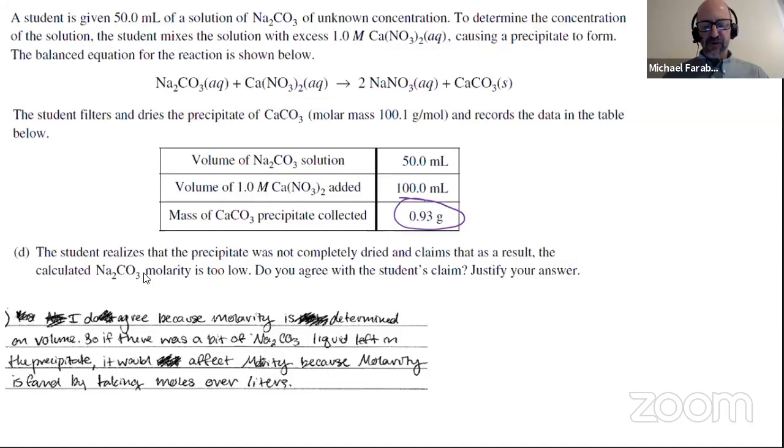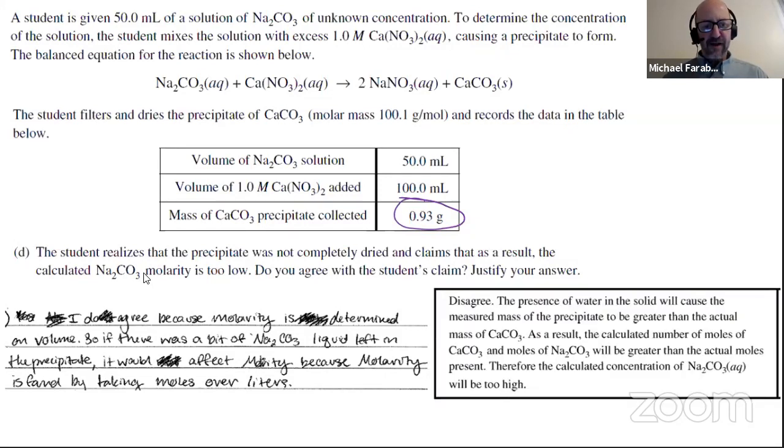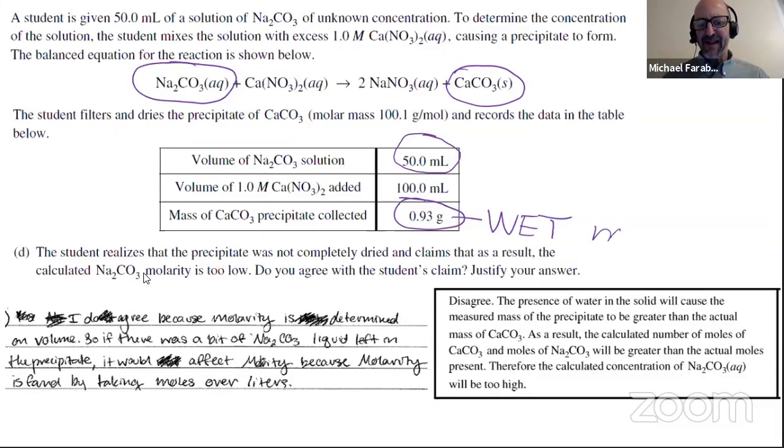All right, and here's the official scoring guidelines answer. Okay, you have to be careful here. This substance, we can definitely convert from grams of calcium carbonate into moles of sodium carbonate. But then we would be dividing by the volume of the solution to get the molarity. So if this sample of precipitate is wet, then that means that the mass is too high. And that's what it says here in the box.